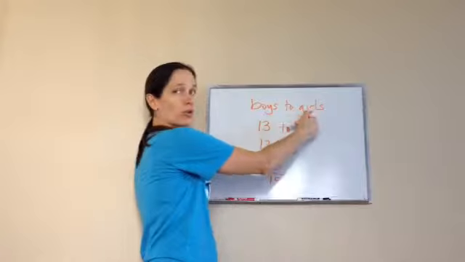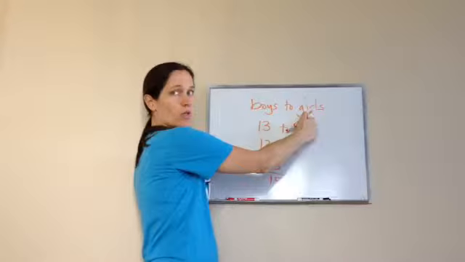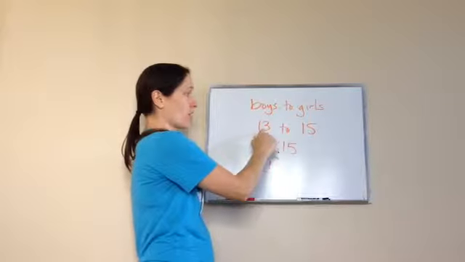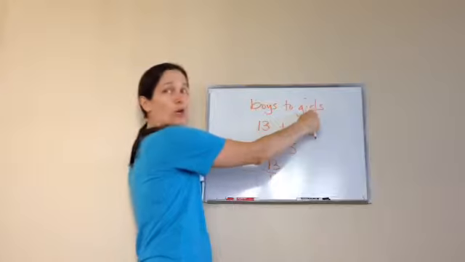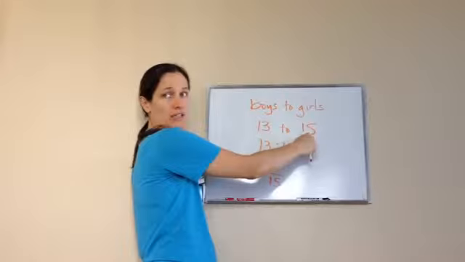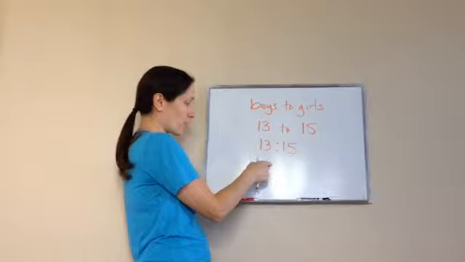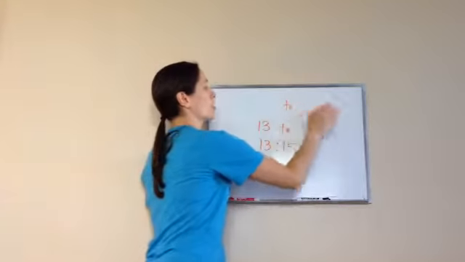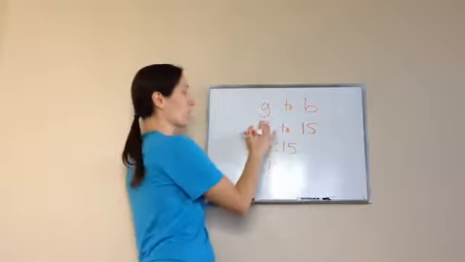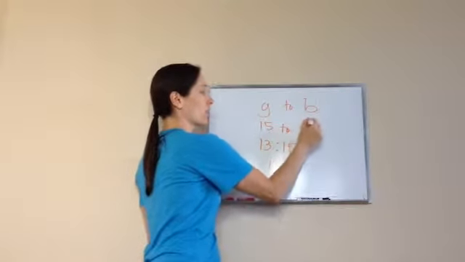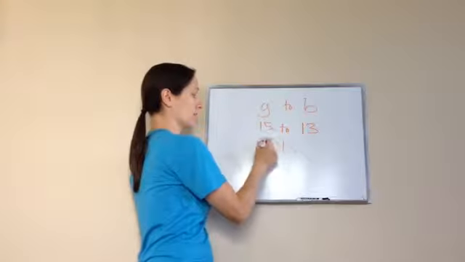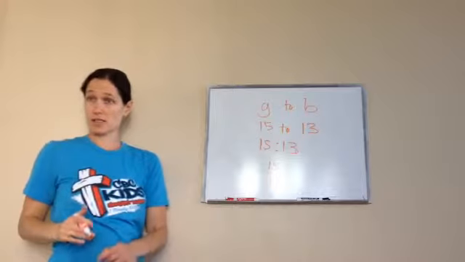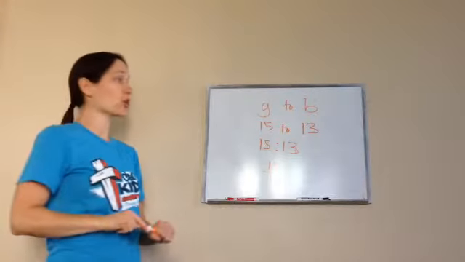Now, what I want to say to you is if it asks me, what is the boy to girl ratio? Whatever they ask first is what comes first. So, 13 is what they ask, boys to girls. So we do 13 to 15, 13 over 15. If they would have said girls to boys, we would have said 15 to 13, and 15 over 13. Got it? Whatever they ask first is how you answer it.